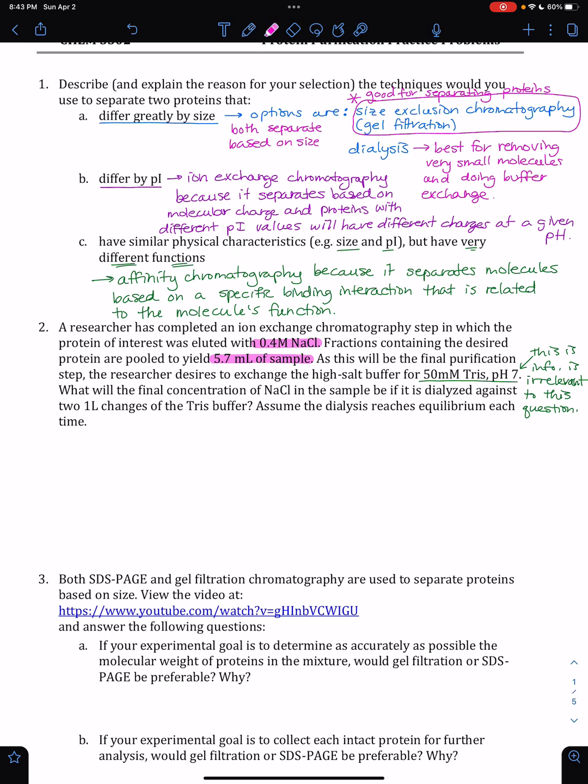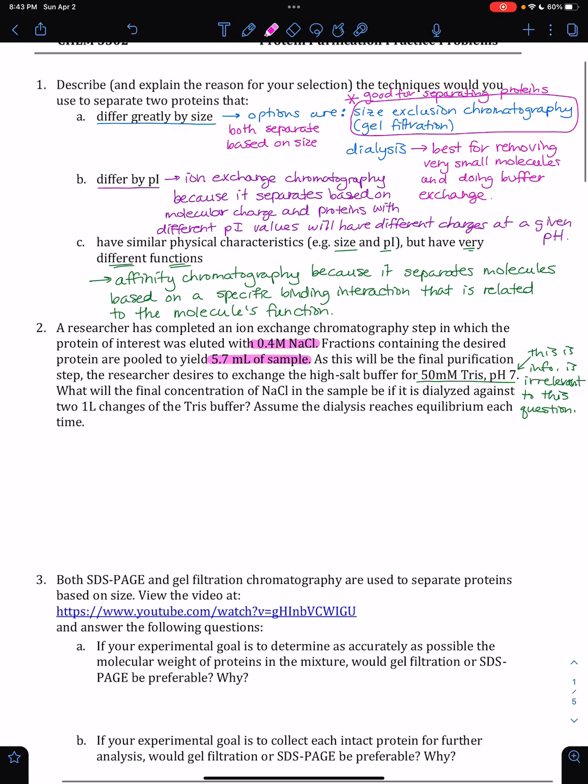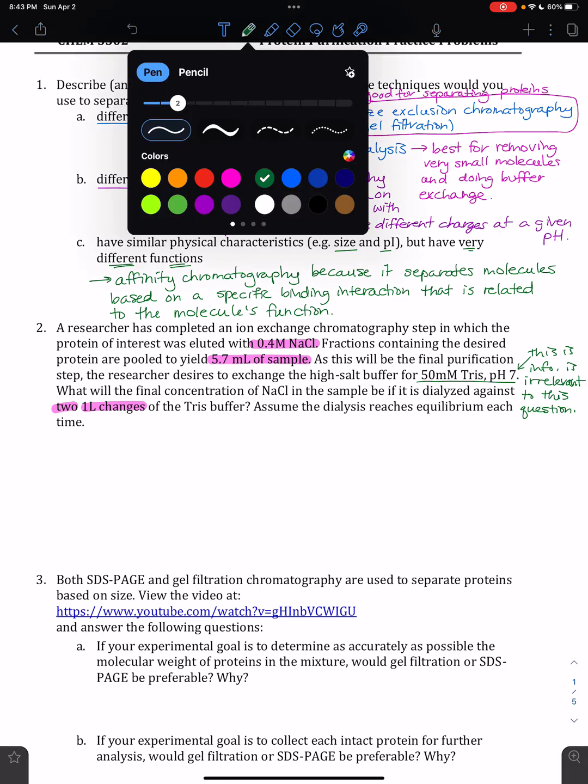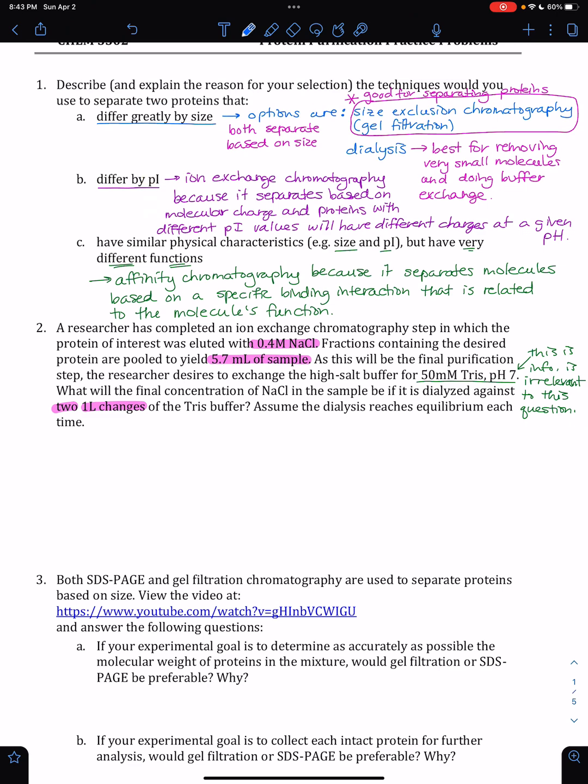So the other piece of information that we want to know is we've got 2 1-liter changes of buffer. Okay, so let's just sketch out what we're doing in this experiment. All right, so what we have is we have 2 1-liter beakers of buffer, and then we have a dialysis bag, and in the dialysis bag is going to be our solution with the protein that came off of the column.